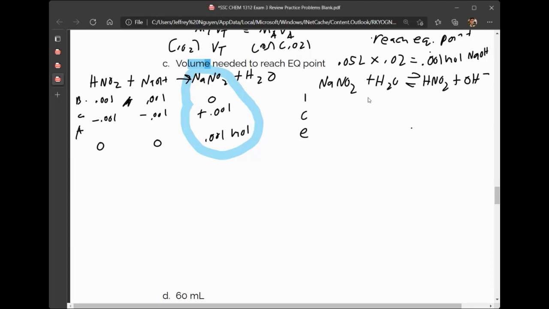So ICE, right? Okay, so ICE tables, you need concentration. But for the BCA table, you just need moles. So it is super wrong if you just go ahead and put 0.01 mole into this part, because that is not the concentration yet. So we need to find the concentration of NaNO2, which is just going to be the moles of it over the liters.